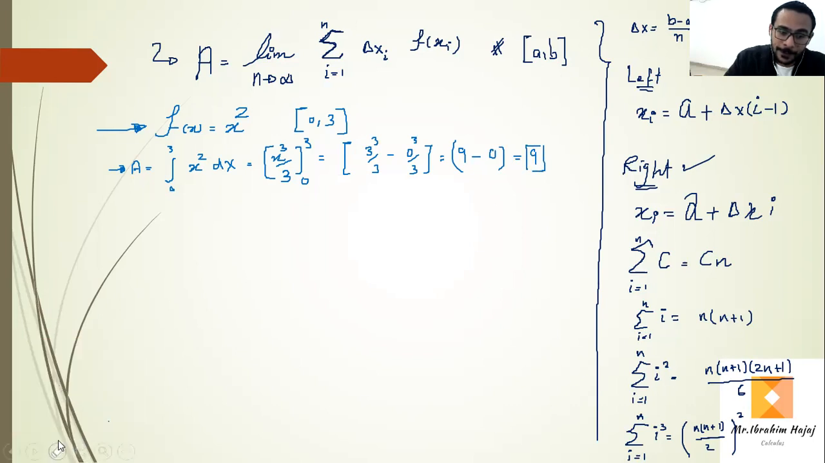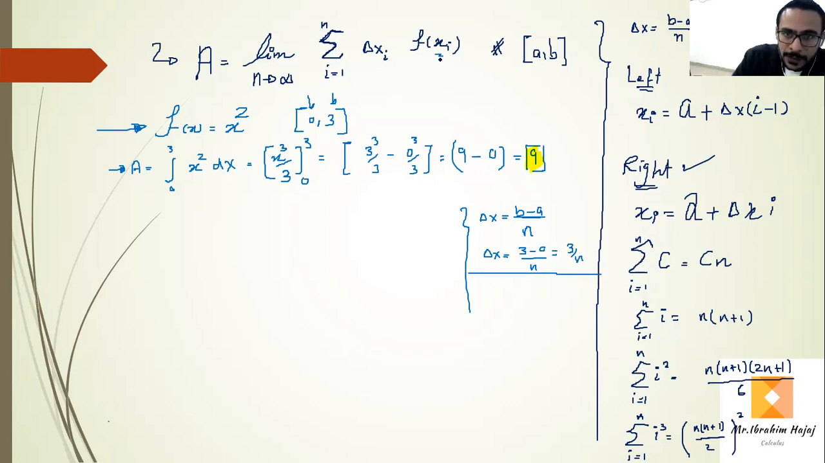Okay, fine. This part is normal. Now let's see the approximation: how to estimate the area by using the definite integral definition above. We have to find delta x first. Delta x equals b minus a over n. We chose n in the previous questions, like 4, 5, 6. Delta x equals b minus a, which is 3 minus 0, since a is 0 and b is 3. So 3 minus 0 over n, so delta x is 3 over n.